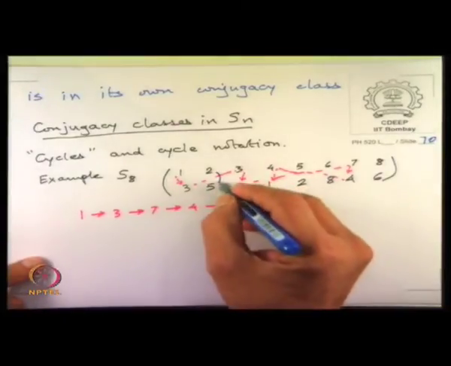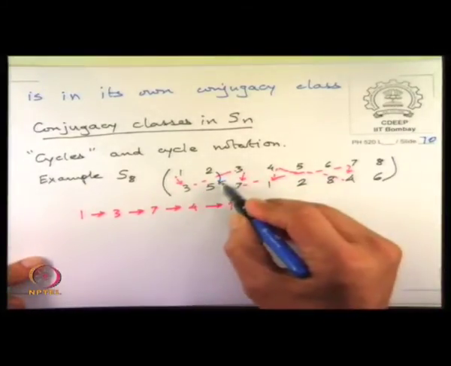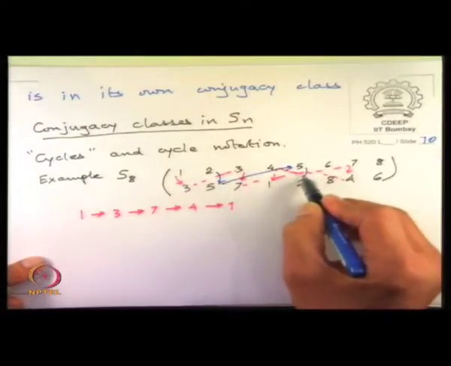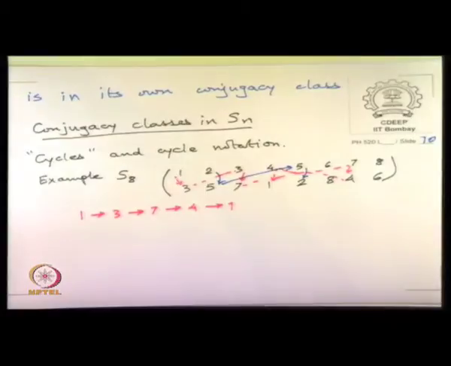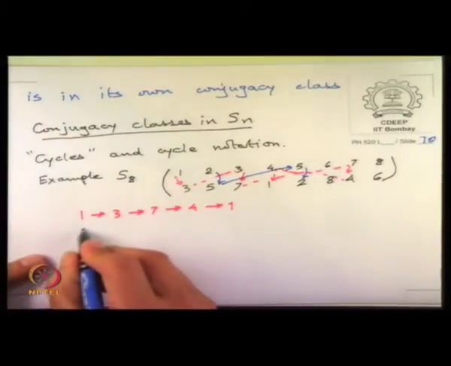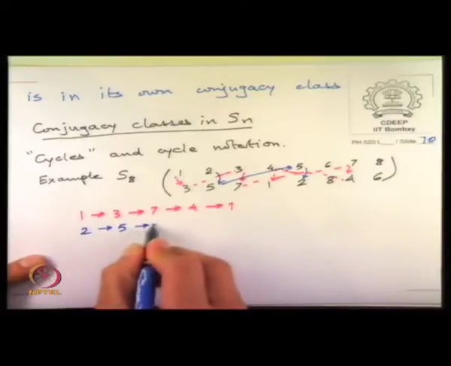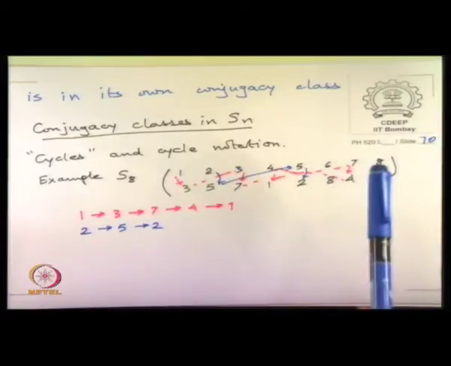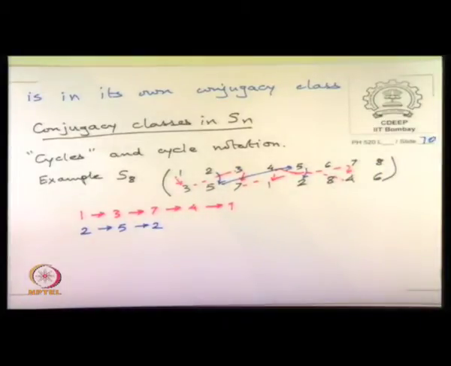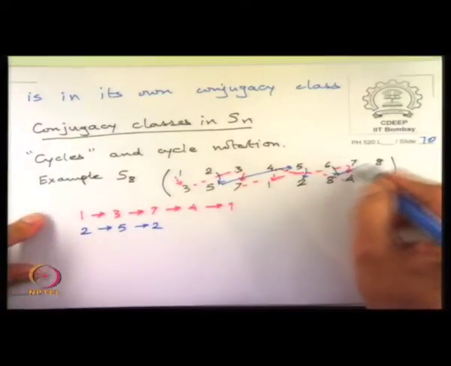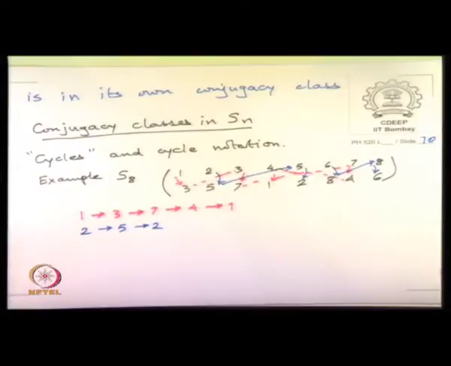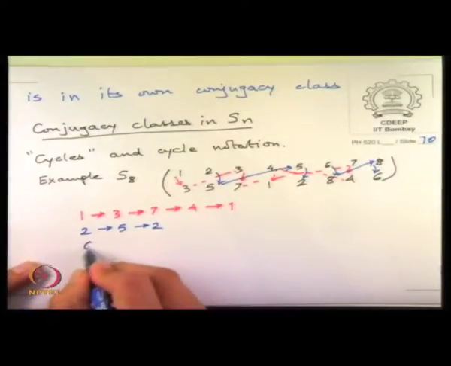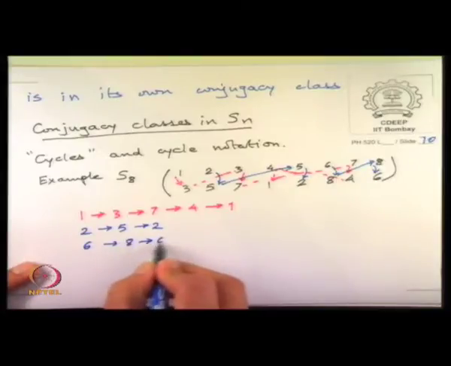So 2 went to 5 and 5 went to 2. So 2 goes to 5, but 5 goes back to 2. So that is another cycle. And now we have covered 1, 2, 3, 4, 5 and only 6 and 8 are remaining, and obligingly they are going into each other. So 6 goes to 8 and 8 goes into 6. So we have one more cycle, which is 6 goes into 8 and 8 goes into 6.